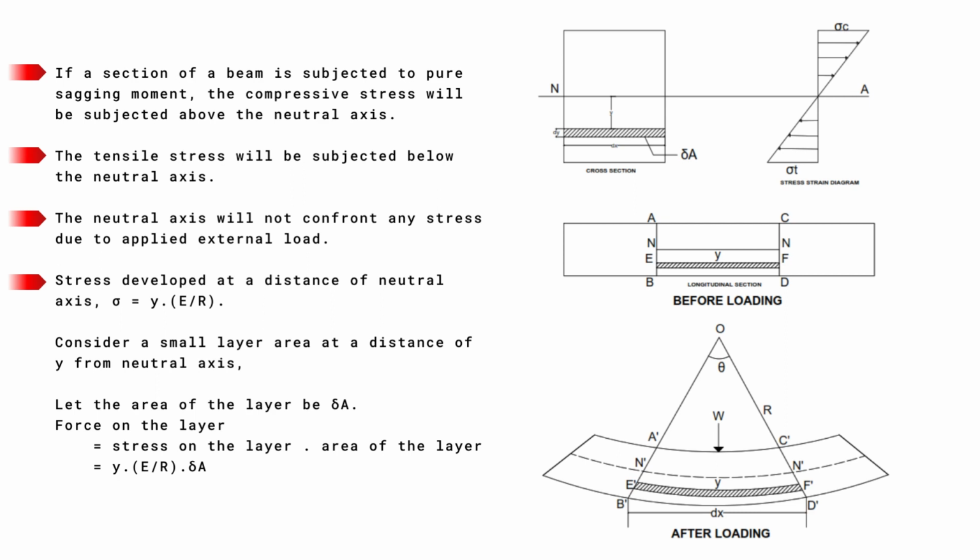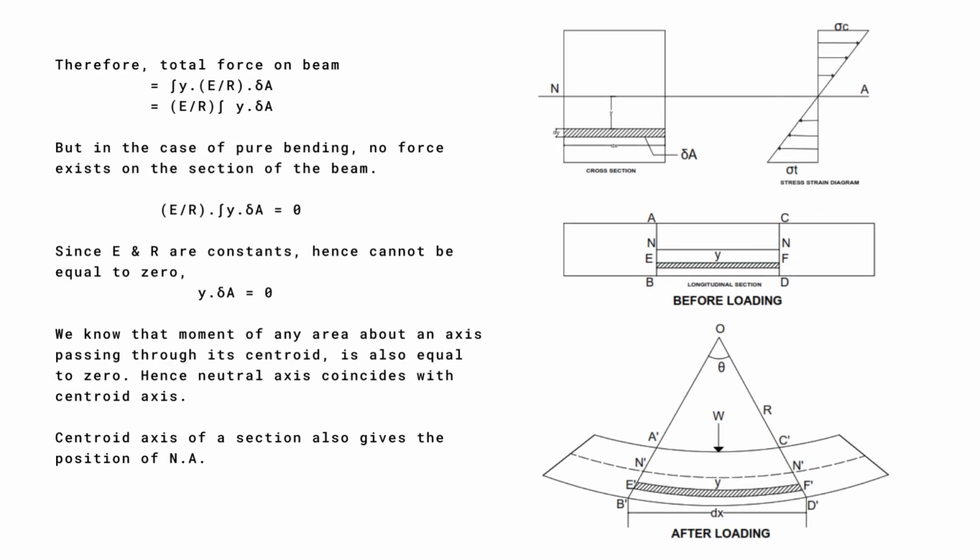Consider a small layer at a distance of y from the neutral axis. Let the area of the layer be delta A. Force on the layer equals stress on the layer multiplied by area of the layer, that equals y multiplied by E by R multiplied by delta A. Therefore, total force on the beam equals integral of y multiplied by E by R multiplied by delta A, that equals E by R integral of y multiplied by delta A. But in the case of pure bending, no force exists on the section of the beam. Therefore, E by R integral of y delta A equals 0.